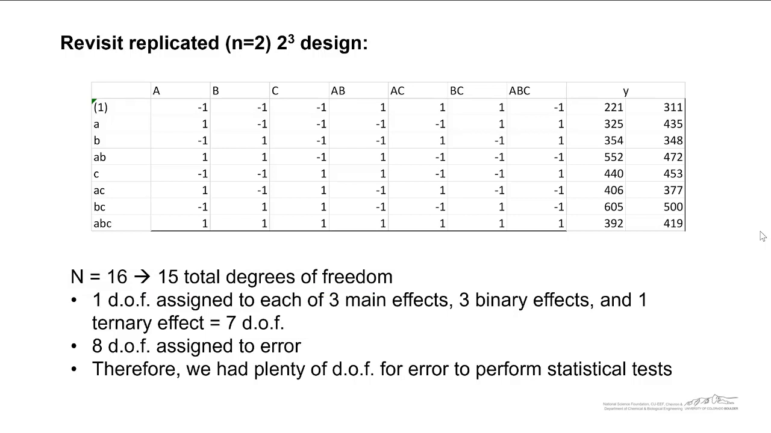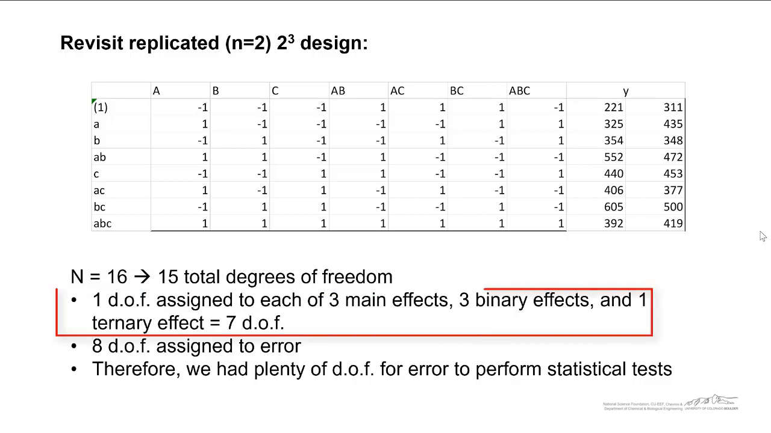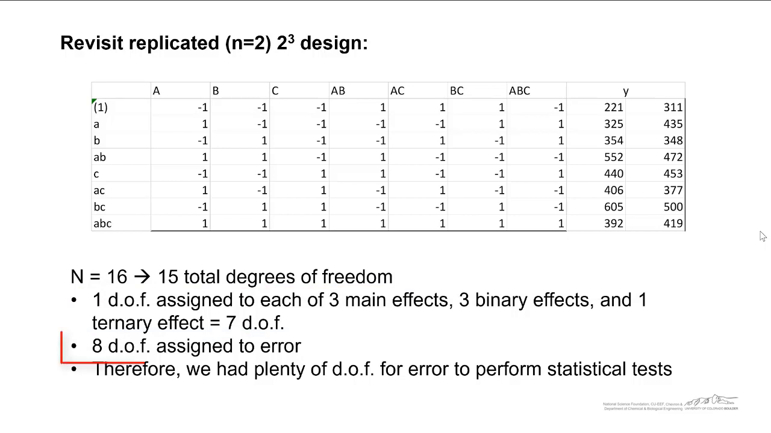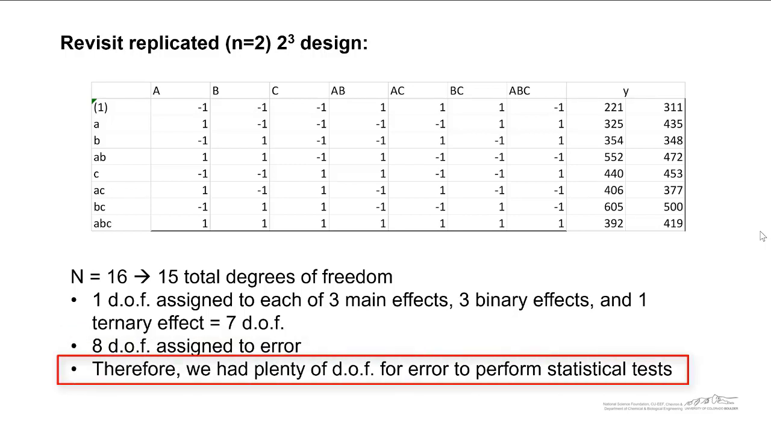In using those degrees of freedom, we can assign 1 degree of freedom to each of the 3 main effects, each of the 3 binary effects, and the 1 ternary effect. So that equals 7 degrees of freedom that we need in order to calculate numerical answers for those different effects. The other remaining 8 degrees of freedom we use as an estimate for error. And so 8 degrees of freedom are assigned to error. Therefore, we have plenty of degrees of freedom for error to perform our statistical tests.